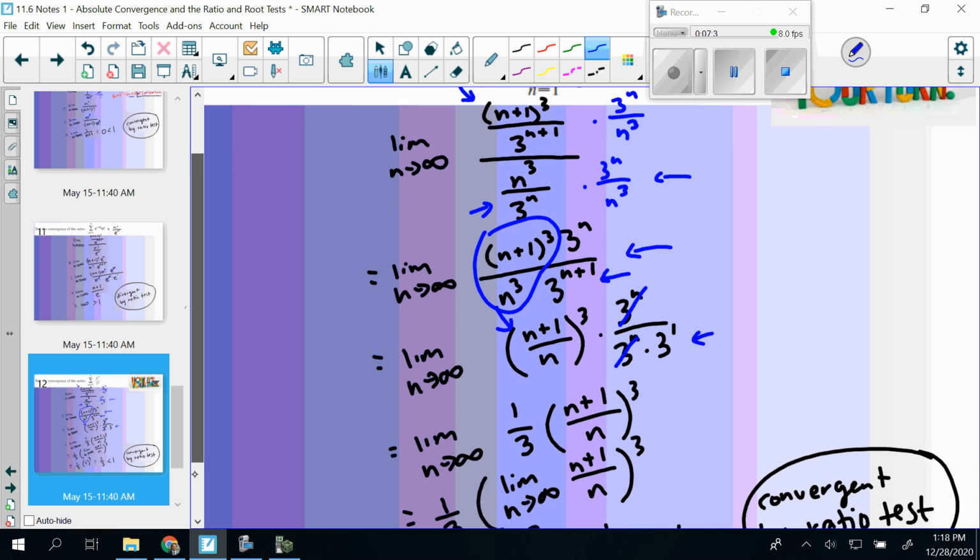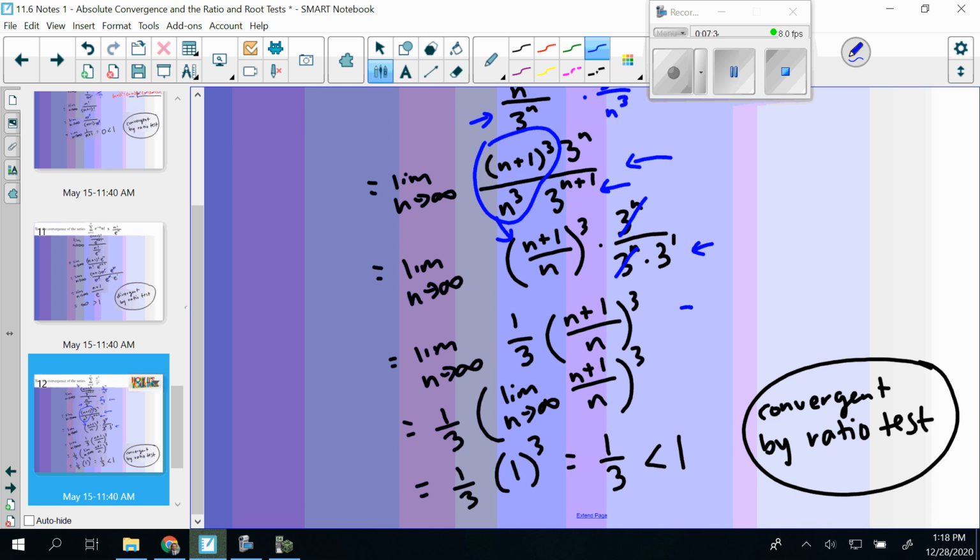And so now my limit looks like the one here. Make sure you got that 1/3 there because there's still this 3 to the first power over here. That is a constant, so I just wrote that in front of the limit. Also, this to the third power part, I wrote outside of that because really here's our thing we're trying to figure out: what's the limit as we go to infinity of n plus 1 over n? Well, that's just all going to go to 1. And so now we got 1 to the third power times a third, which would equal a third, which is less than 1. So this one is going to be convergent by the ratio test.